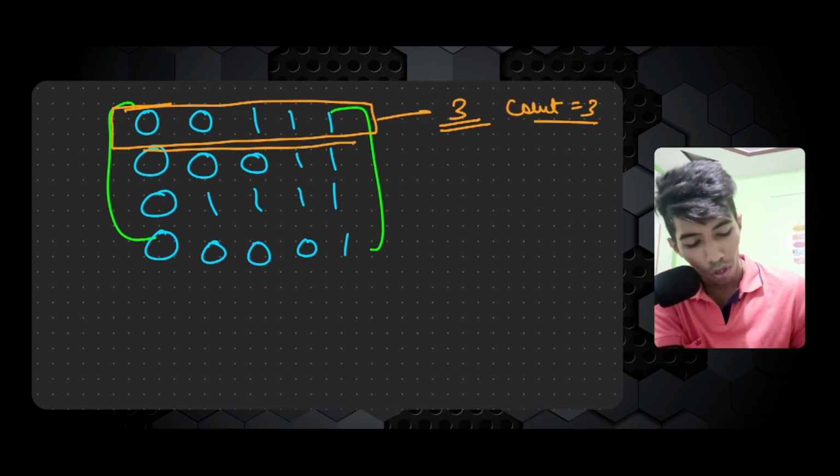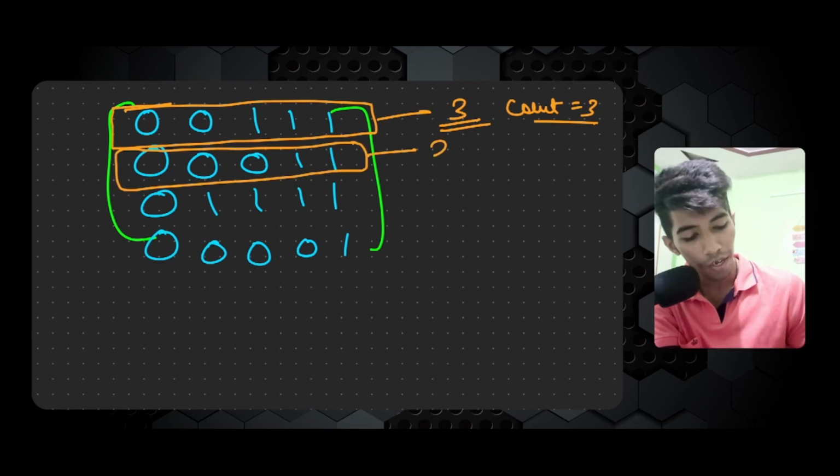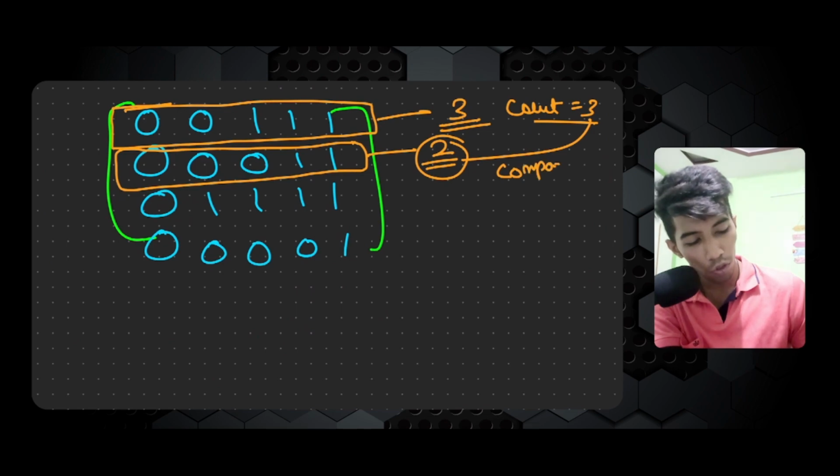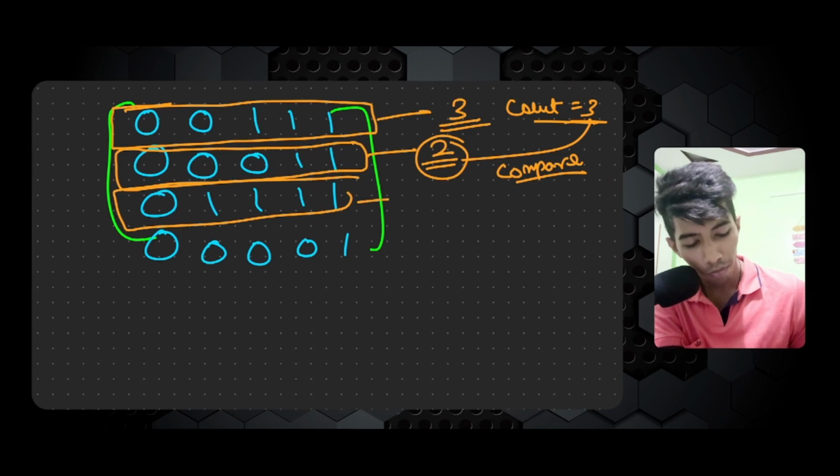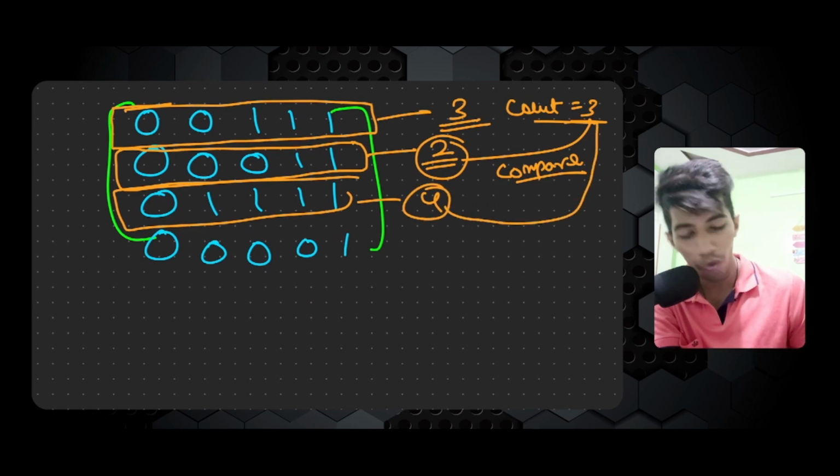Now I will count this particular thing. Here my count comes out to be 2. I will compare it with the 3. So till now 3 is the maximum, so this value will not be changed. Here my answer will be 4. Now I will compare this 4 with the 3, and we know that 4 is greater than 3. So we will change this 3 to 4.